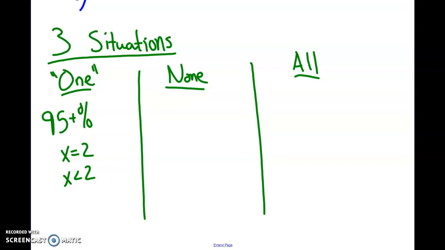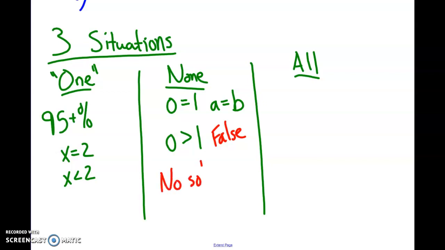Now, none is when the x's or the variable cancels out, and you get something that looks like this. You have 0 equals 1. You have A equaling B, two numbers that are equal to each other that are not the same number. Or if we're going to use numbers again, let's say we had 0 is greater than 1. What we have here is a series of false statements. So these are all false. 0 is not greater than 1. 0 does not equal 1. And if that's the case, we have no solution.